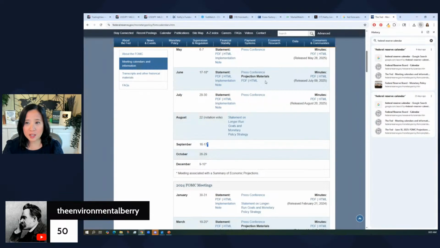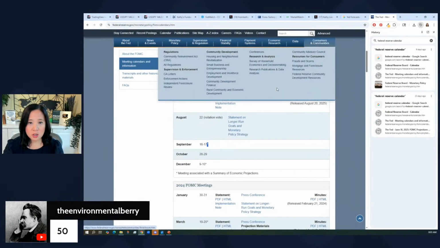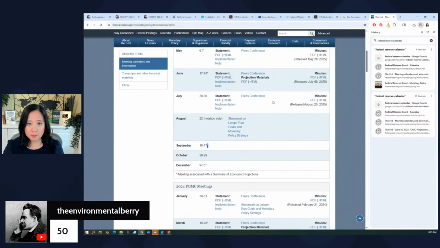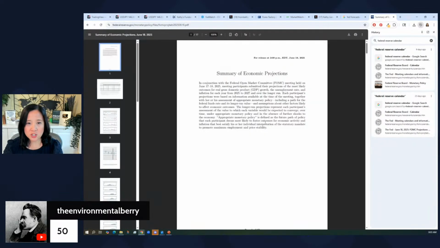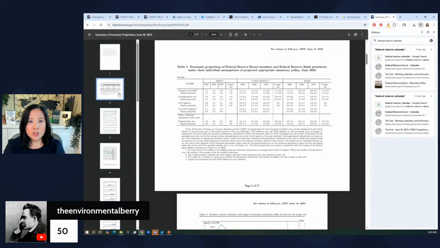And in the asterisk meeting, we get two things. We get the dot plot, and we get the economic projections. So how the markets move today will depend upon how things change from this report here. So the first thing is page 2, okay? Lots of funny numbers. You don't need to worry about this.